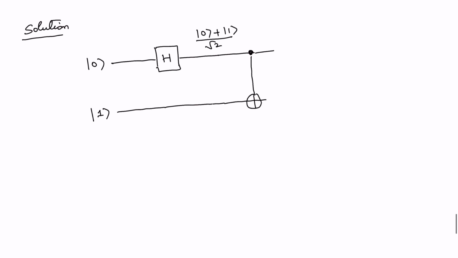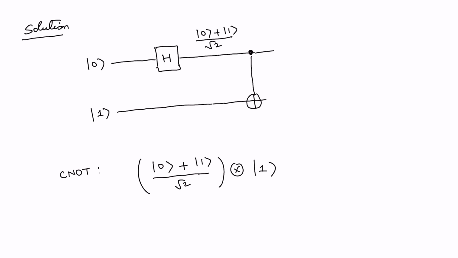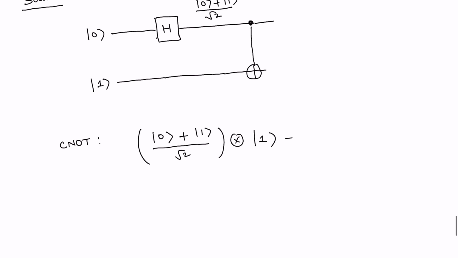So for the C0 gate, the input is |0⟩ in the first line and, not |0⟩, it is basically a superposition, (|0⟩ + |1⟩)/√2, in the first line, and in the second line you have |1⟩. So overall the input state for the C0 gate is 1/√2 times (|01⟩ + |11⟩).